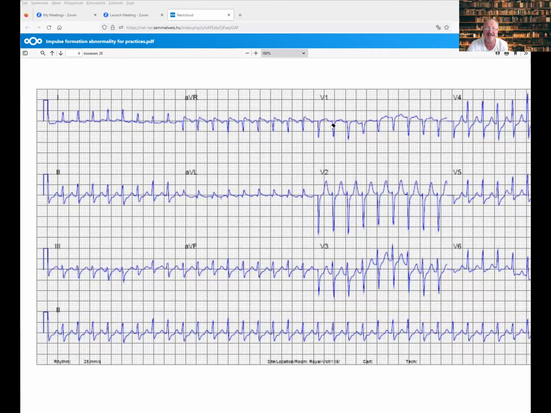If you cannot decide whether this originated from the atrium or from the junction, you can say it's a supraventricular tachycardia. That's it. Anything else, but not from the ventricle. Supraventricular. Possibly a supraventricular paroxysmal tachycardia, and mostly coming from the junction. Good.